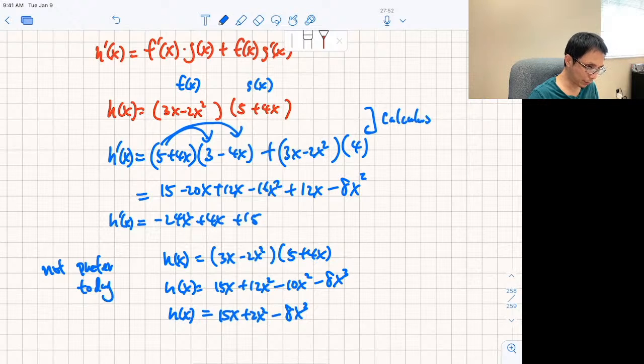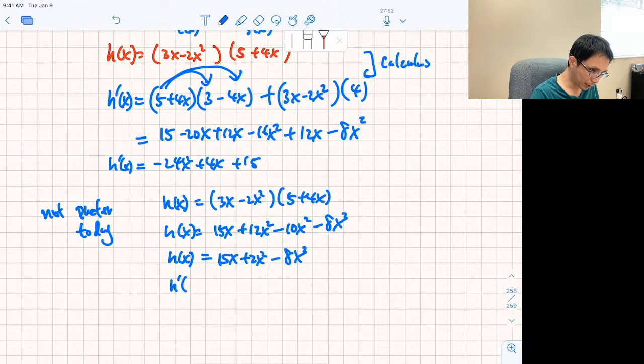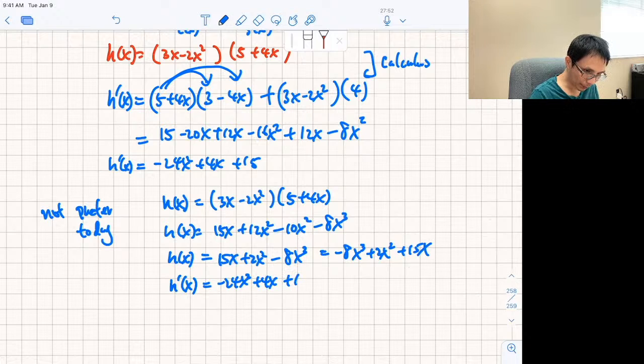I haven't taken the derivative yet. Now I'm going to take a derivative. I'm going to rearrange this. It'll be negative 8x to the third plus 2x squared plus 15x. And I'll take a derivative of that. I'll move the 3 to the front, so it'll be negative 24x squared. Take the 2 in front, plus 4x, and plus 15. And you see this answer is the same.